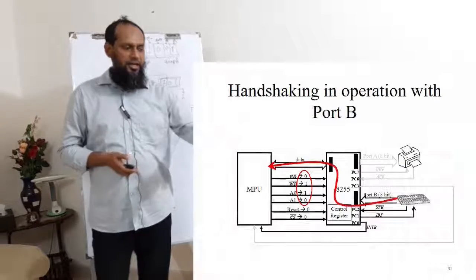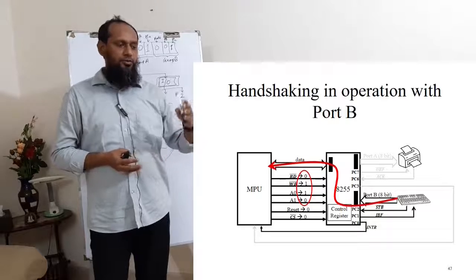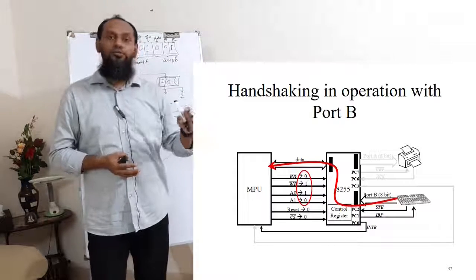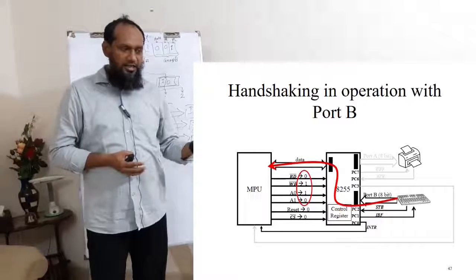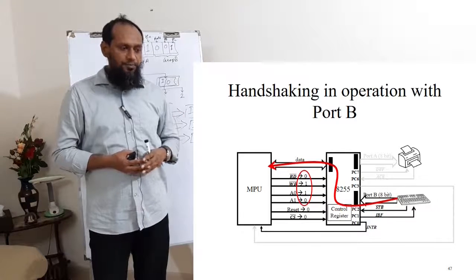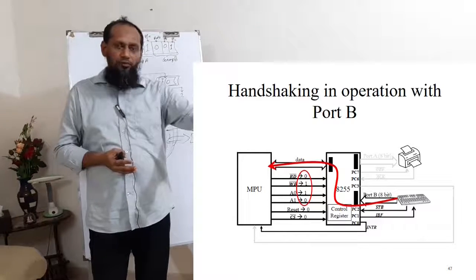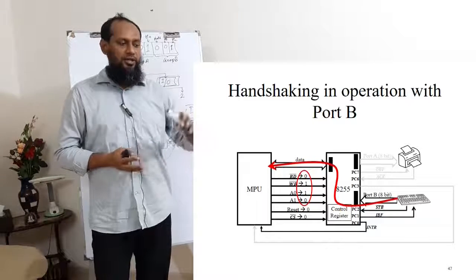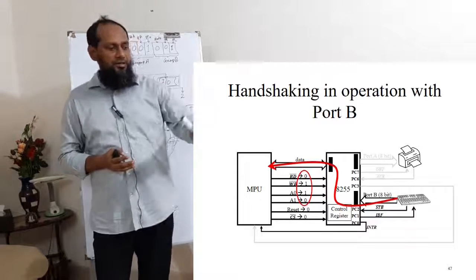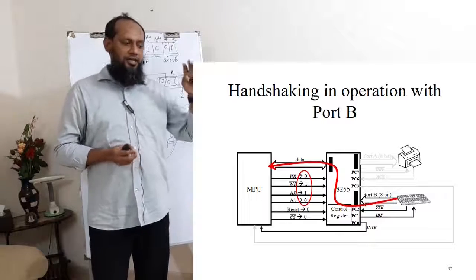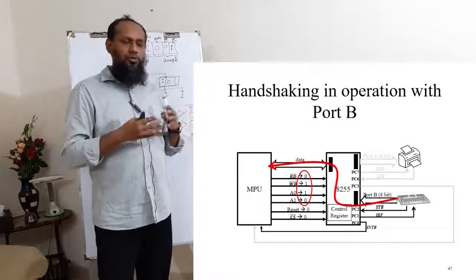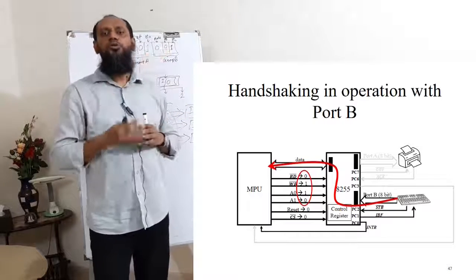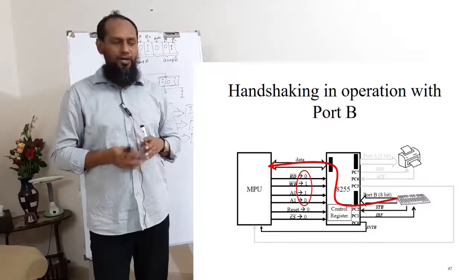And in the next figure, you can see if we want to read something from the keyboard, its read signal should be activated and A0, A1 should be configured accordingly. So in this way, we can read something from the keyboard, and in this way, we can write something from the microprocessor to the printer.